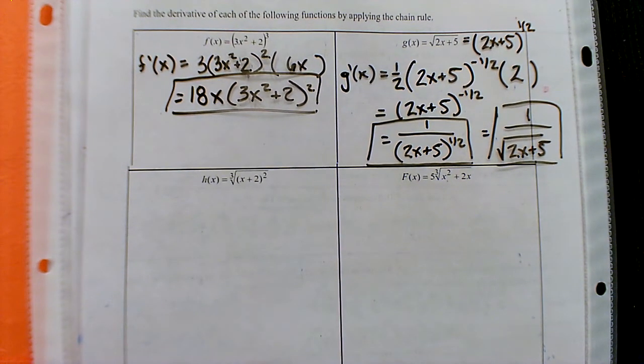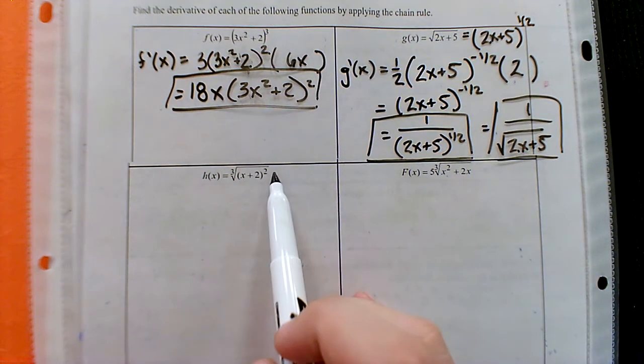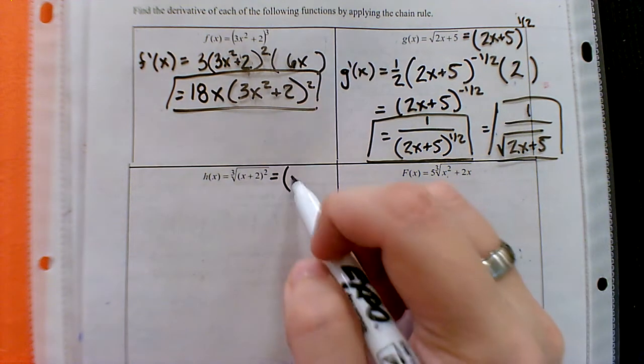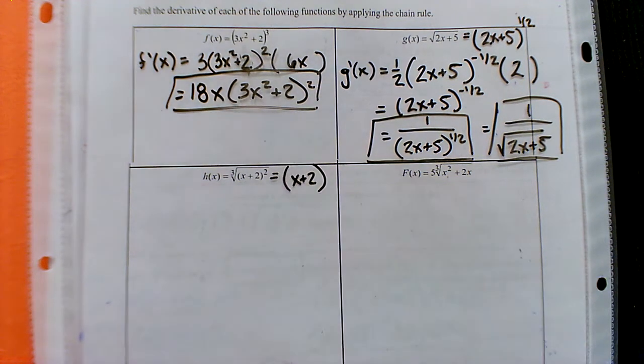How are we doing with the chain rule so far? It's a little different. I know that, but we're going to get good with it with practice. What about the next one? Can we rewrite it? Get rid of the root? What would the power be?